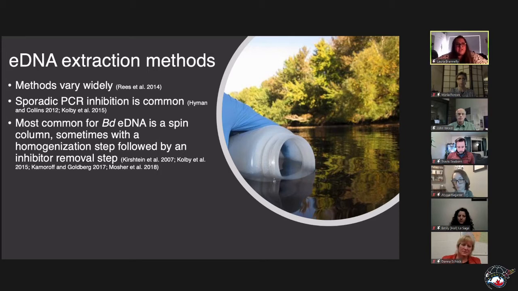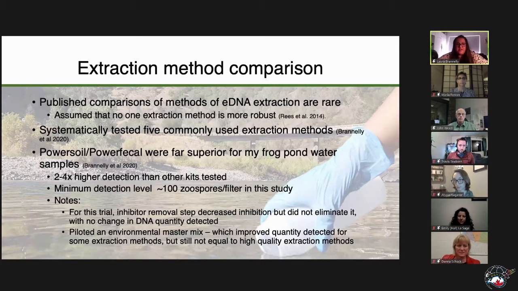But there are some problems with that, and there is a lot of PCR inhibition in many of the studies that have assessed Bd eDNA. I got into eDNA because we were trying to use it for some sites in Pennsylvania, and I was running into a lot of problems with this method of using a spin column, a homogenization step, and an inhibitor removal step. So I conducted an extraction method comparison for my samples. In the literature, comparisons of methods of eDNA are relatively rare. It has been assumed that no one extraction method is more robust across different sample types or habitats.